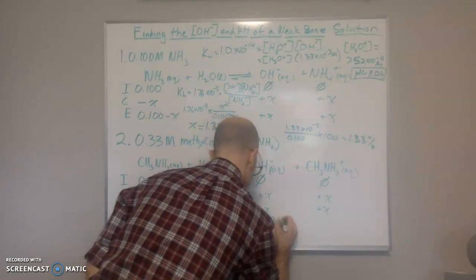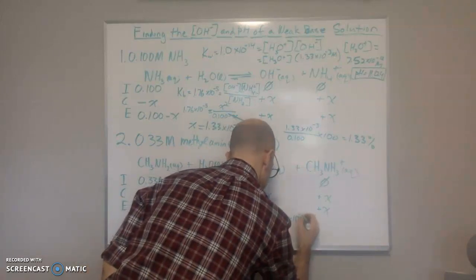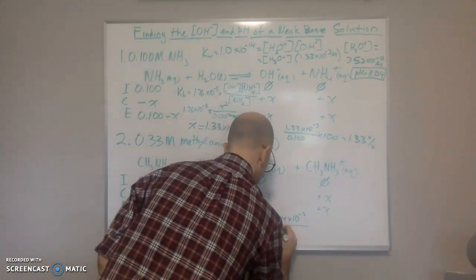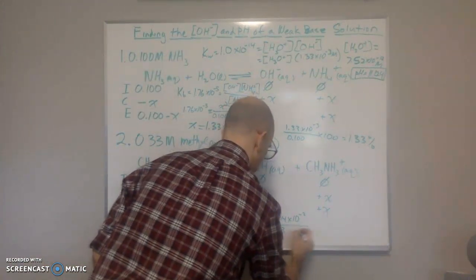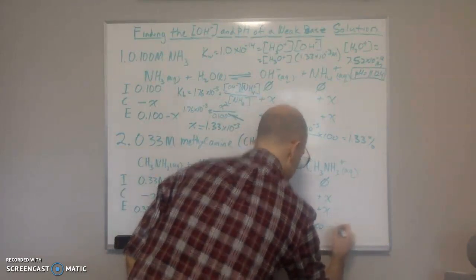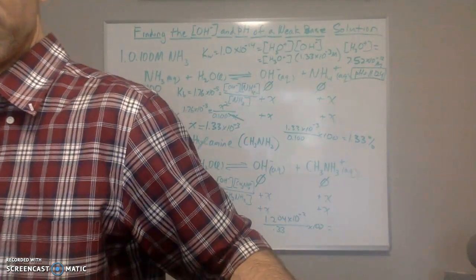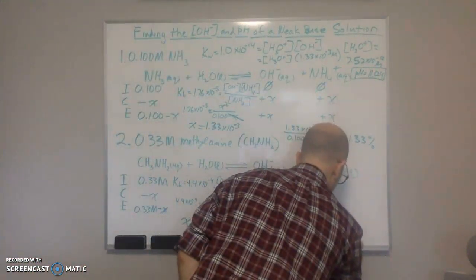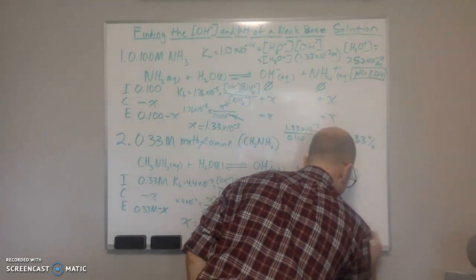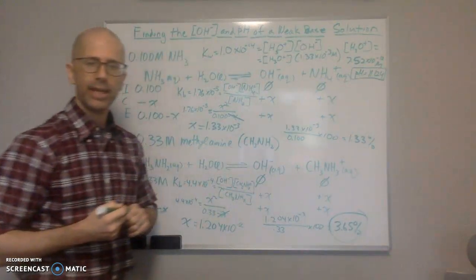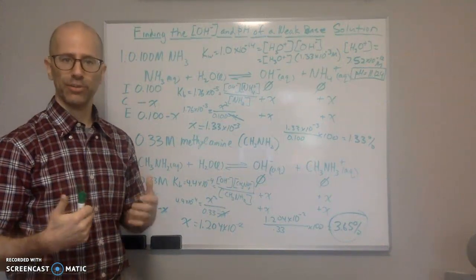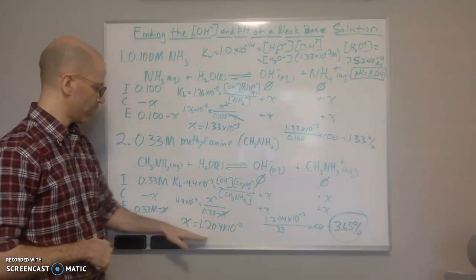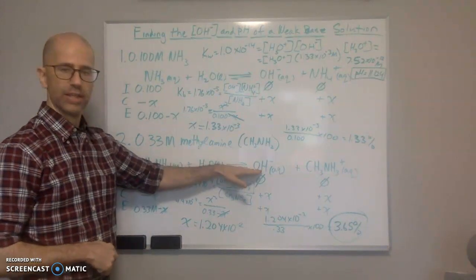So 1.204 times 10 to the negative 2 divided by our original 0.33 times 100 is going to give you 3.65%. So the x is too small approximation is valid. So we can go ahead with our x. So here we have x. That's going to be our OH concentration.